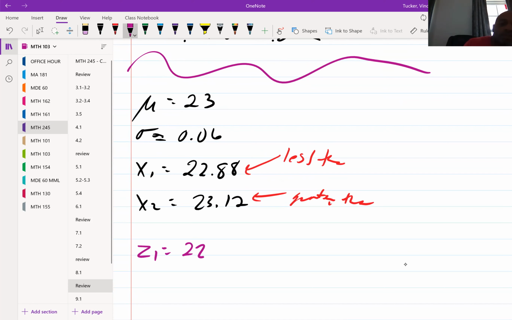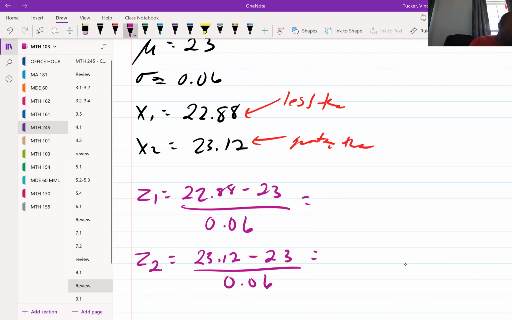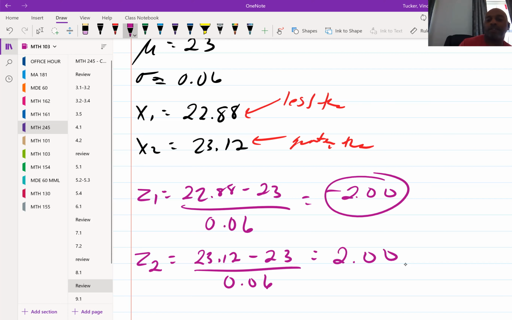So find the first z-score: 22.88 minus 23, over the 0.06. And then the second z-score is going to be 23.12 minus 23, over that 0.06. So this is negative 2.00. The other one might be the same, but positive. Yeah, mine were the same, one negative and one positive. That's good because that means you only have to find one of them. You just find the negative one, and just like before, it's symmetric, so you get the same thing.